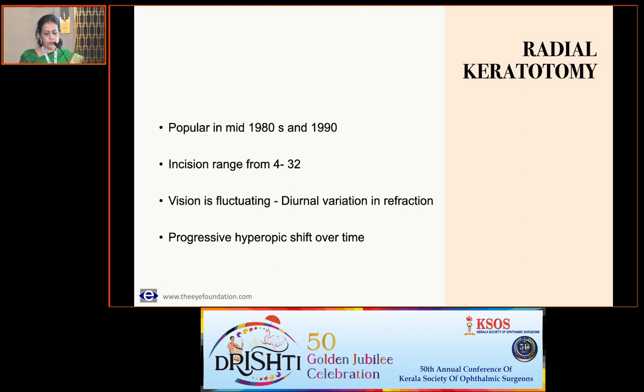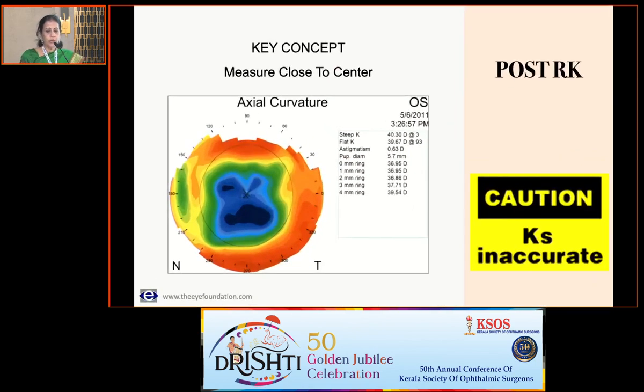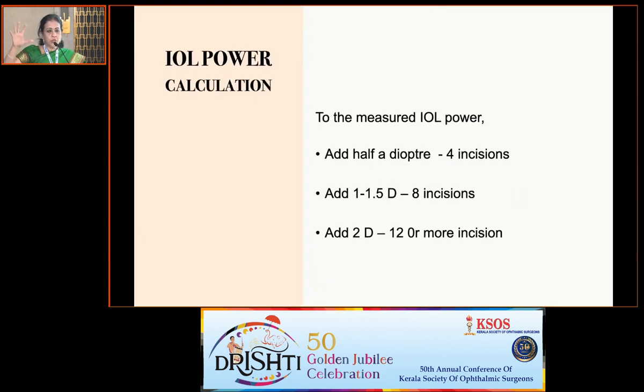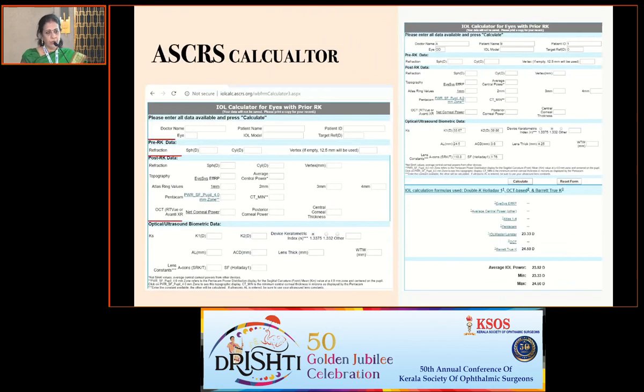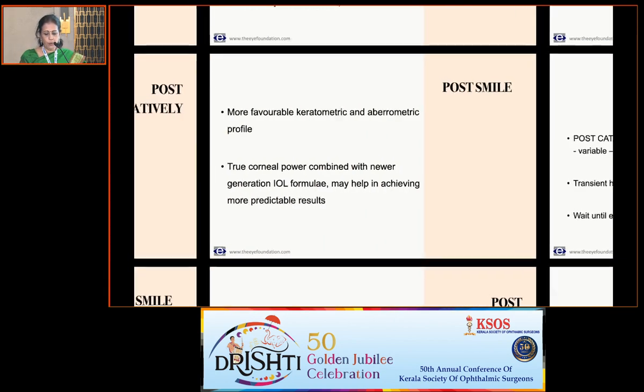A word about radial keratotomy is, we know that the vision has fluctuation because of the diurnal variation in refraction and the progressive hyperopic shift. We also know that you think that the cornea is flat and you inaccurately estimate the ELP to be a little forward, which is not so. We also know we need to measure right in the center of the cornea in a radial keratotomy, which is not possible. So for the IOL power calculation, what they do is, you add half a diopter if there are 4 incisions, add 1 to 1.5 if there are 8 incisions, and add 2 diopters if there are 12 or more incisions. And again, in the ASCRS calculator, you can do the post-RK calculation, but be prepared that you need for the eye to stabilize till the transient hyperopia goes.